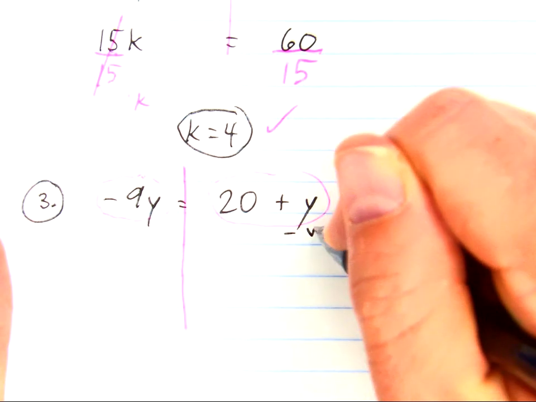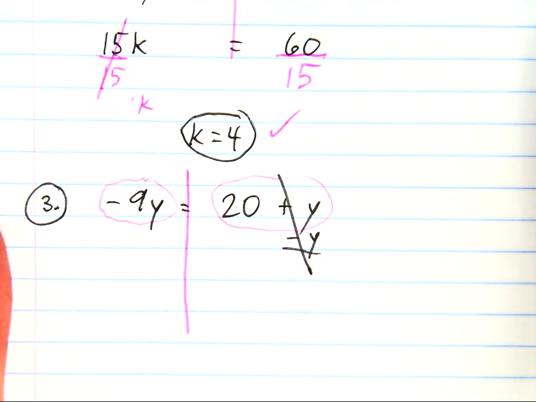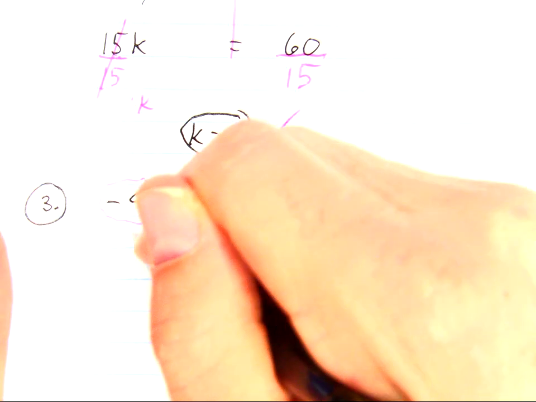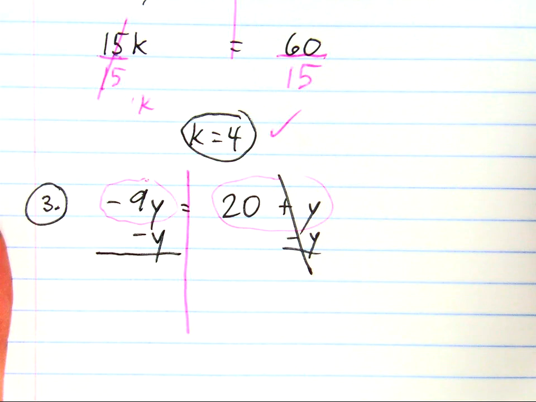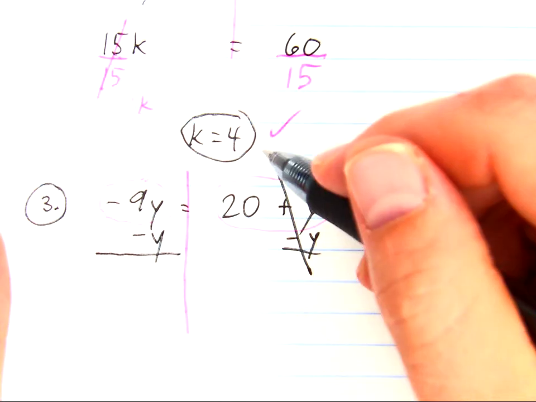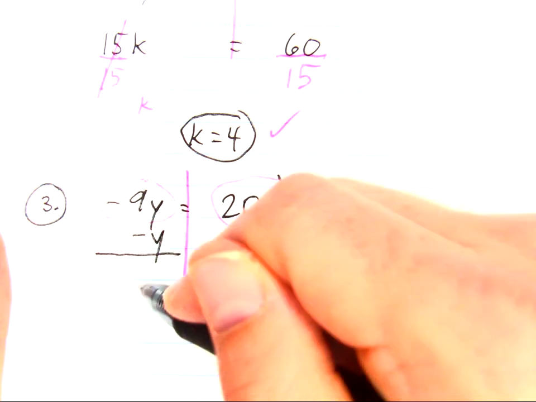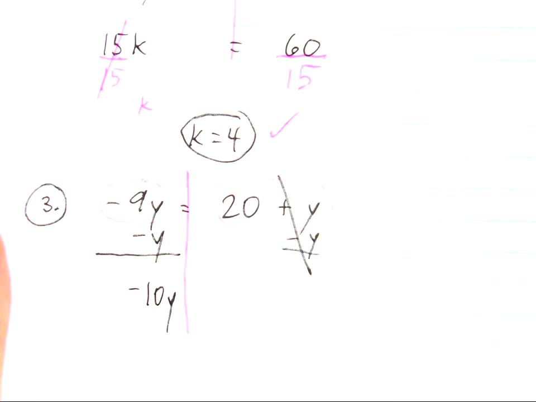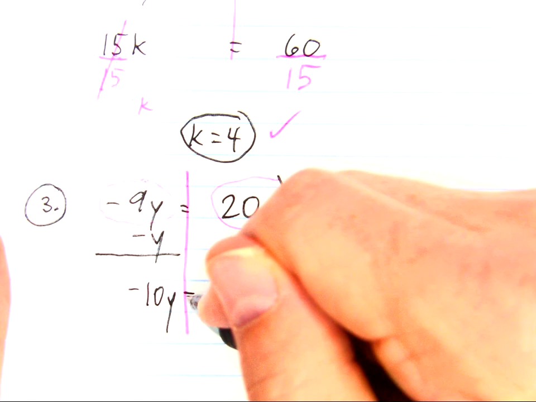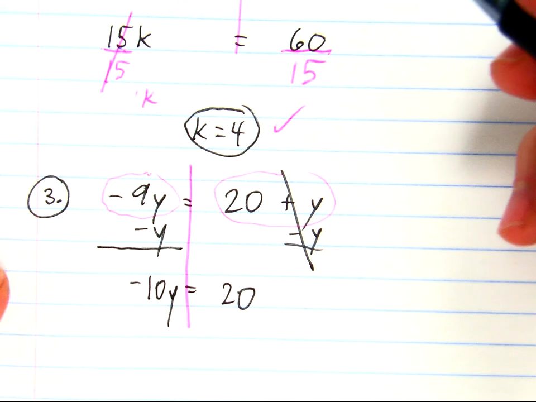So what I'm going to do is subtract y, it goes away. y minus y is 0. Subtract y here, or subtract 1y. Negative 9 minus 1 is negative 10y. Equal sign comes down, 20 comes down. There's nothing more to do but to solve this thing.